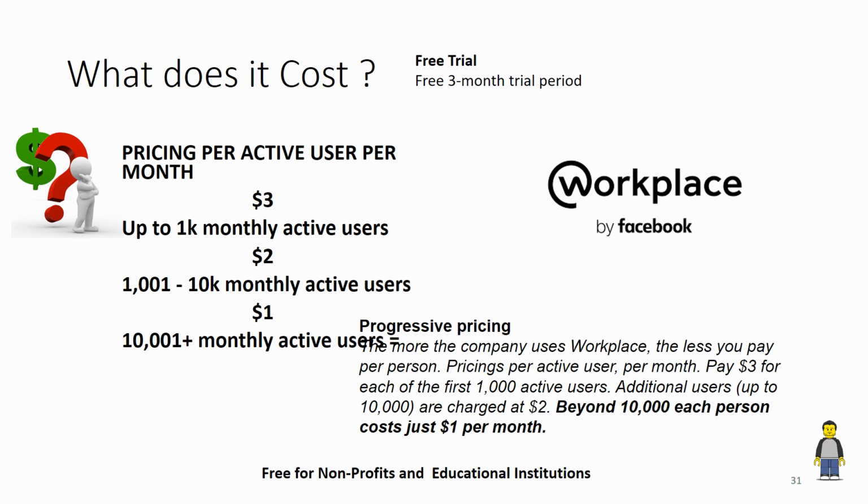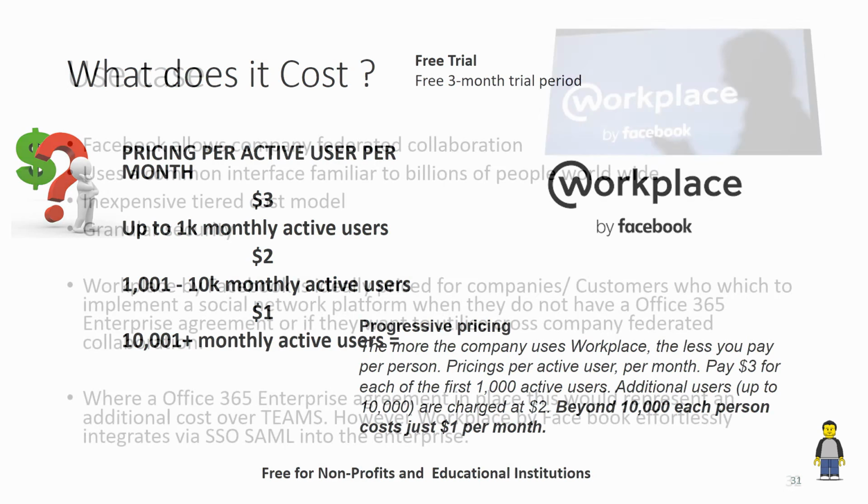So what's it cost? There's a free trial for 3 months. Then after that, you're based on usage. How many users are going to use it? How many active users per month? So for up to 1,000 active users, that's $3 per user per month. For 1,000 to 10,000, that's $2 per user per month. And then for 10,000 upwards, it's $1 per user per month. So the more your company uses Workplace, the less you pay per person. And it's free for non-profit and educational institutions.